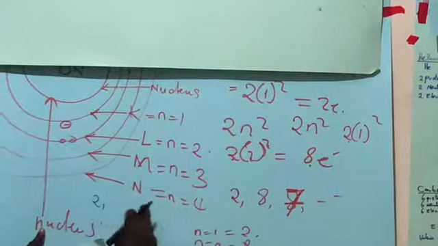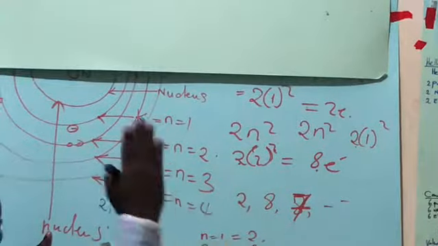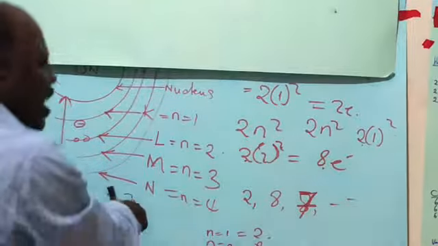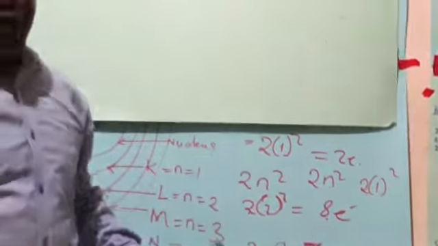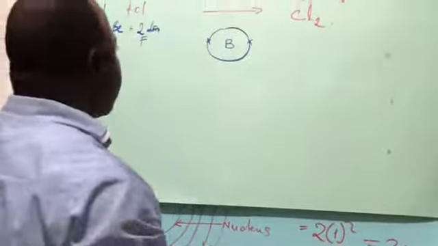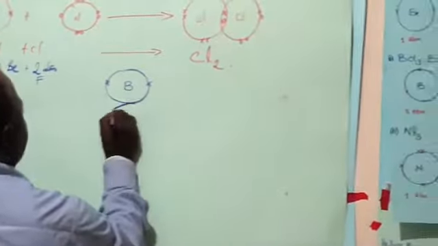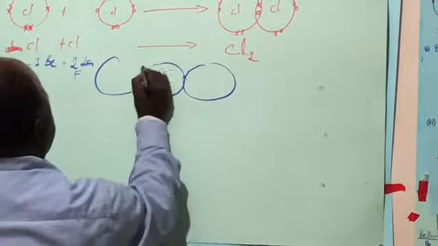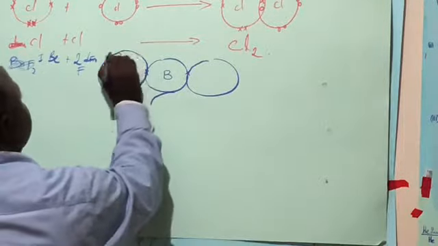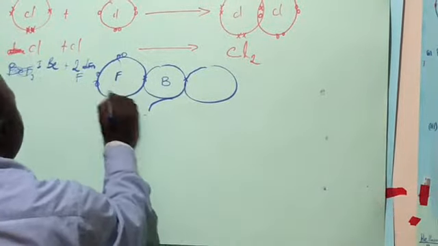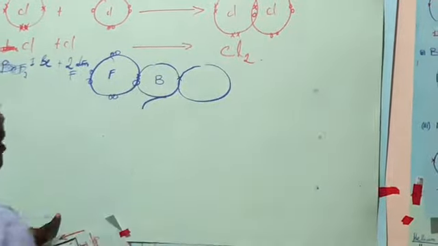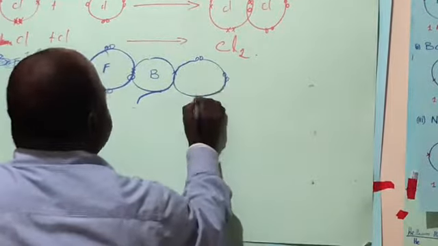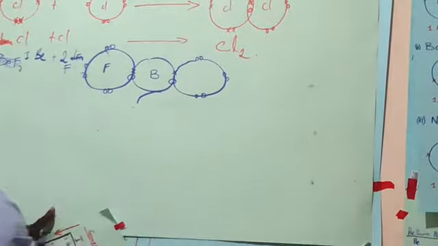But 9 take away 2, how many electrons are left? 7. So the first shell of fluorine is 2, and the second shell is 7. So there are 7 valence electrons in fluorine that are supposed to take part in this chemical reaction. So fluorine is here, and we have to bond here and here. These are the electrons: 1, 2, 3, 4, 5, 6, and this is the electron that fluorine is donating for the sharing.